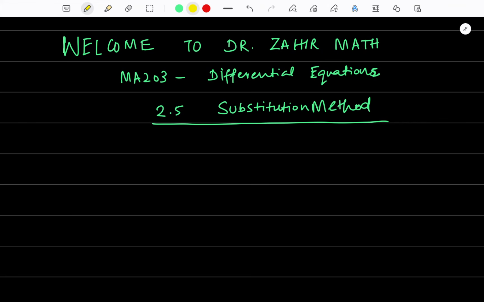So why is this method needed? Sometimes some differential equations are too complex, in the sense that they are too difficult to solve directly. Directly in the sense what? Either using the variable separable method or bringing them down to the form of first order linear differential equations. So this substitution method helps us to simplify them into a more familiar form. Familiar form means which is easy to do with the variable separable method, making them easier to solve.